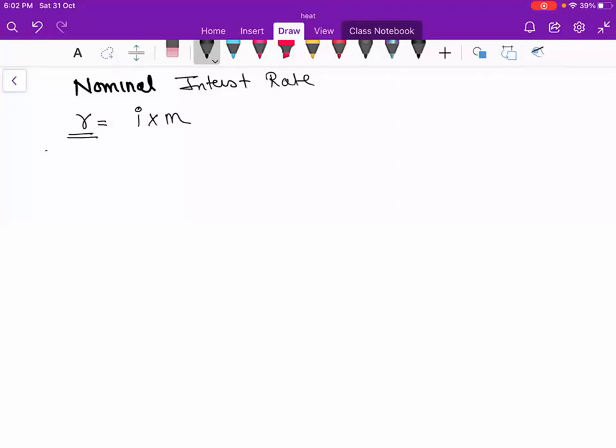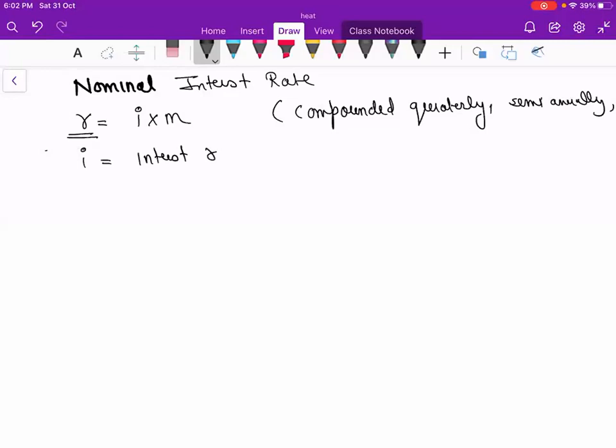For nominal interest rate, if it is given, they will say compounded quarterly or semi-annually, various things, daily, weekly, or anything. If they have given I, they will use the word interest rate. For nominal interest rate, they will use the words nominal interest rate, or they will write that it is compounded quarterly. It means that they have given the value of R directly.